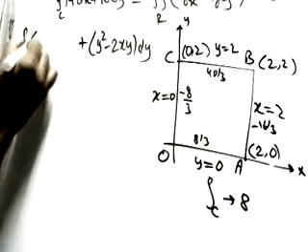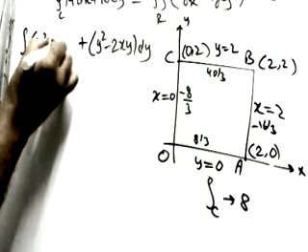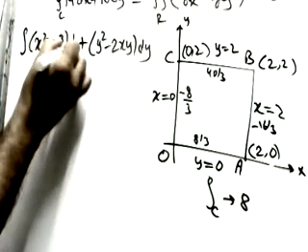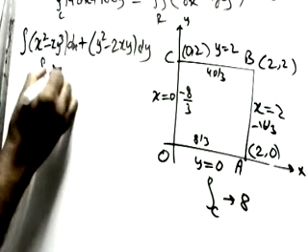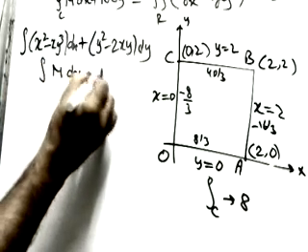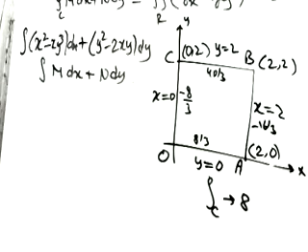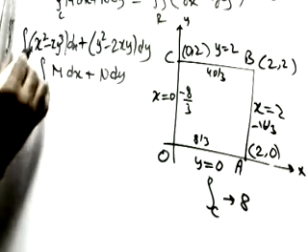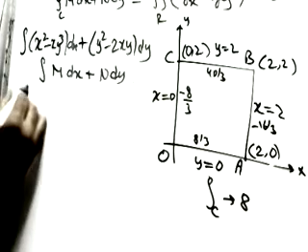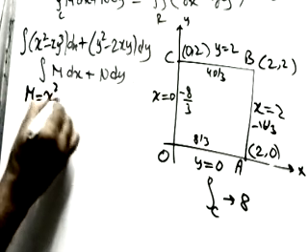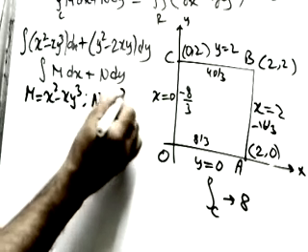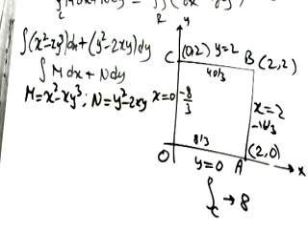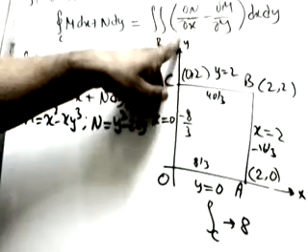Let me just write once more. What is here? x square minus xy cube dx. Now for surface integration you compare like this: integration of m dx plus n dy. First let me find the differentiations of this. So what is m here? Comparing with this, we have m equals x square minus xy cube, n equals y square minus 2xy.